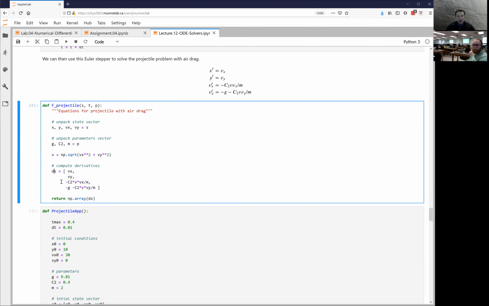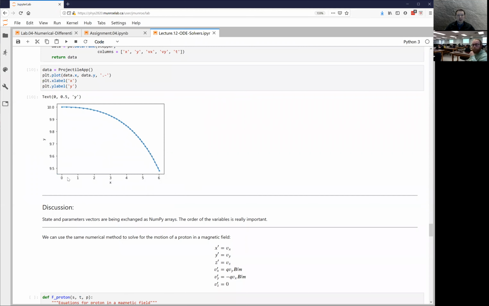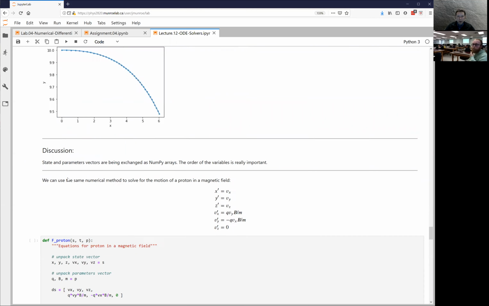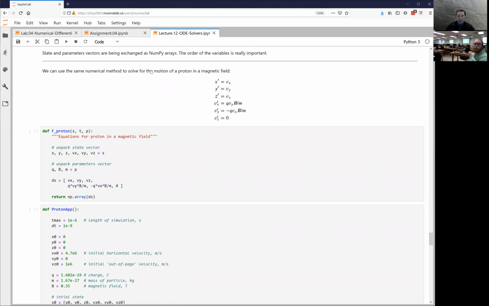Let's take that idea and apply it to a different physical problem. Okay, so here's a completely different physical problem. This is the problem of a proton in a magnetic field. So this is the one on the term test where if you have a proton which is fired in a direction where it's moving perpendicular to a magnetic field, then that proton is going to trace out a spiral shape or a helix all the way through.